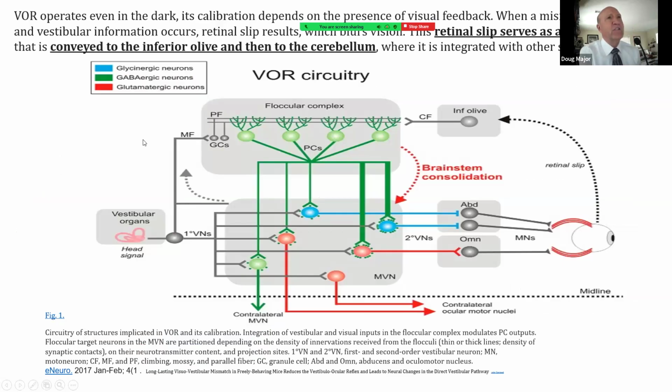The second concept, that the retinal slip is that error signal that conveys up to the inferior olive. Remember, the inferior olive is the teacher of the Purkinje cells, and that's what drives this circuitry.